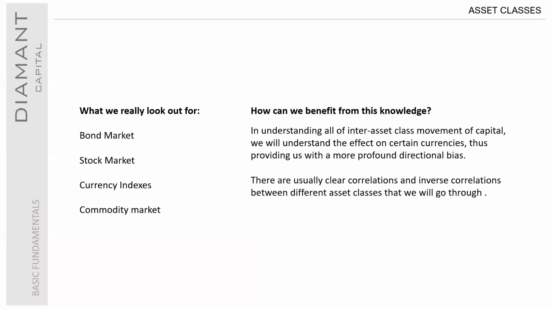So how can we benefit from this knowledge? In understanding all of the inter-asset class movement of capital, we understand the effect of certain currencies, thus providing us with a more profound directional bias. There are usually clear correlations and inverse correlations between different asset classes that we will go through eventually.